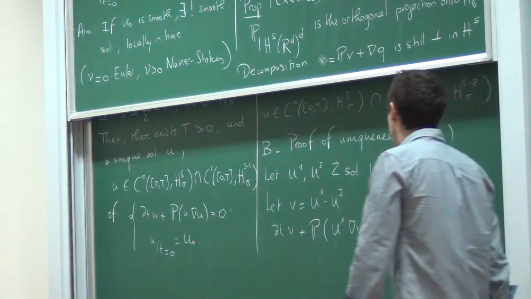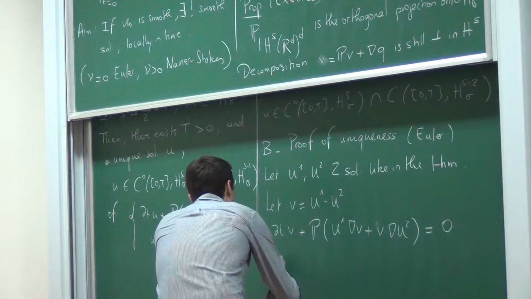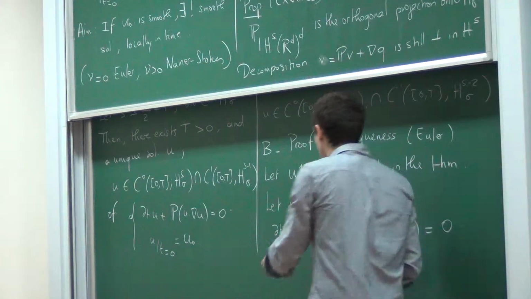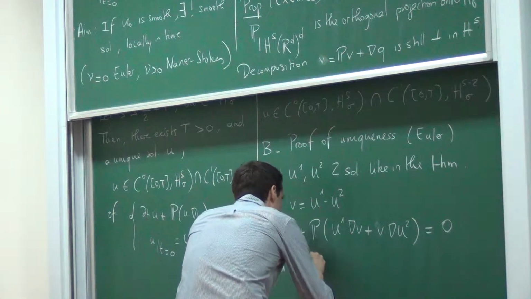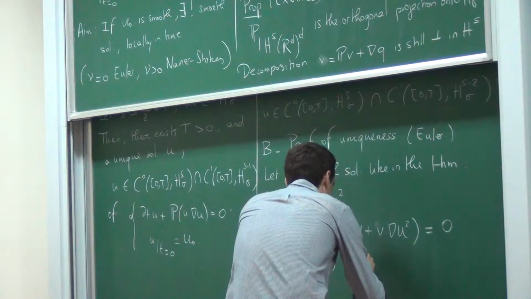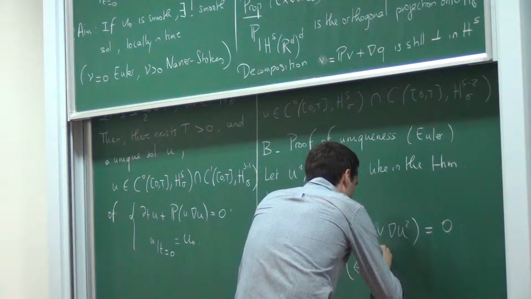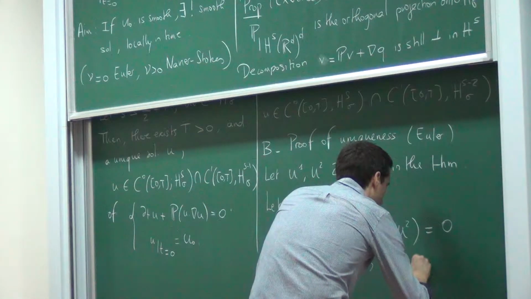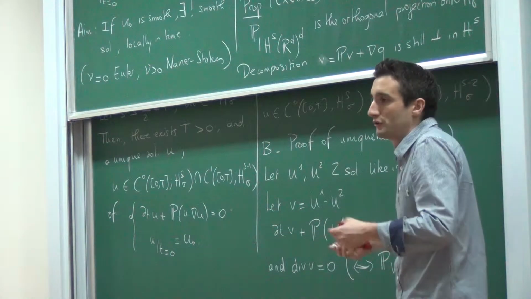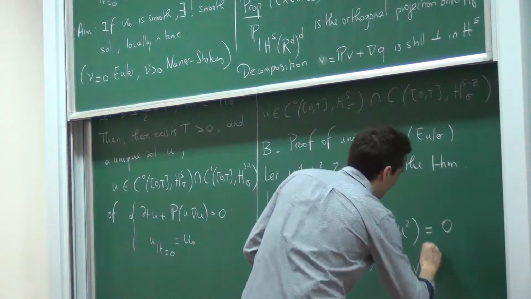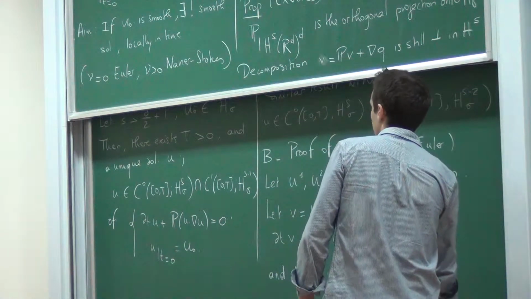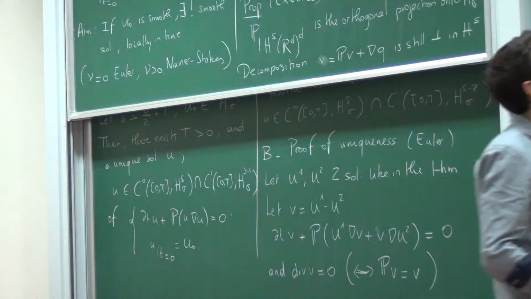Right. And of course, divergence of U1 is divergence of U2 is 0. So divergence of V equals 0. Which means that the Leray projection of V is V itself. It's divergence free, so when we project onto divergence free fields, we do nothing. That's the equation satisfied by my V.